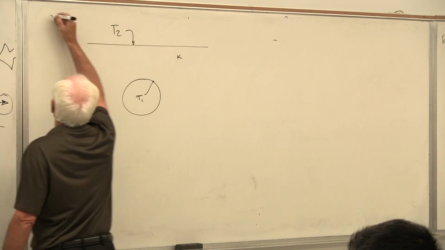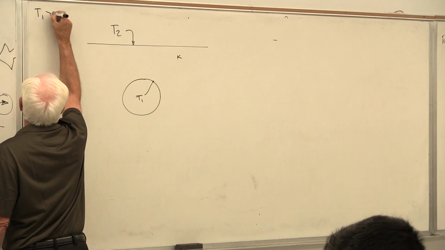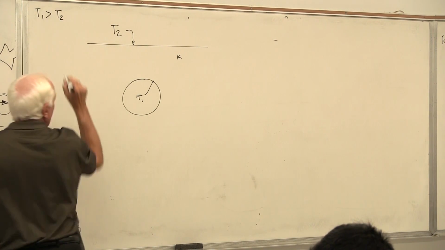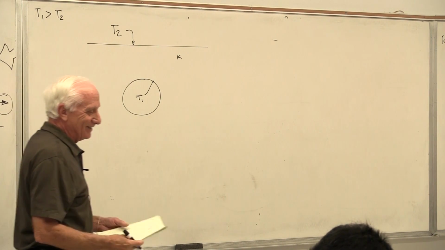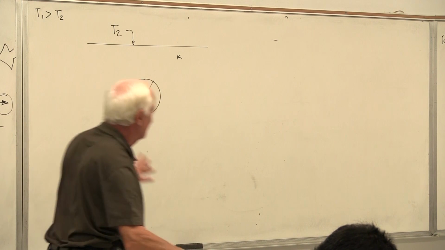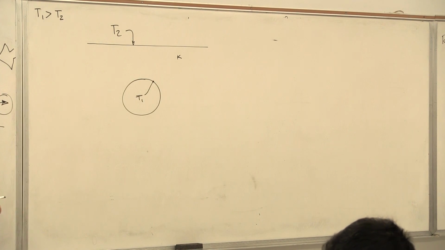I'm just going to assume that T1 is greater than T2. It would make no difference if I said T2 is greater than T1, but I'll assume the sphere is hot. It probably is. It's radioactive material. And the soil surface, too, is cooler. T2 is cooler. Okay, draw a heat flux plot.